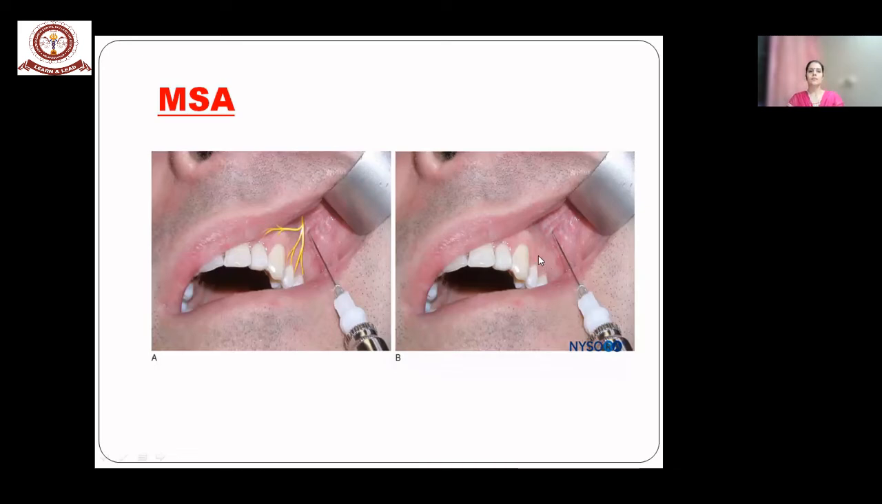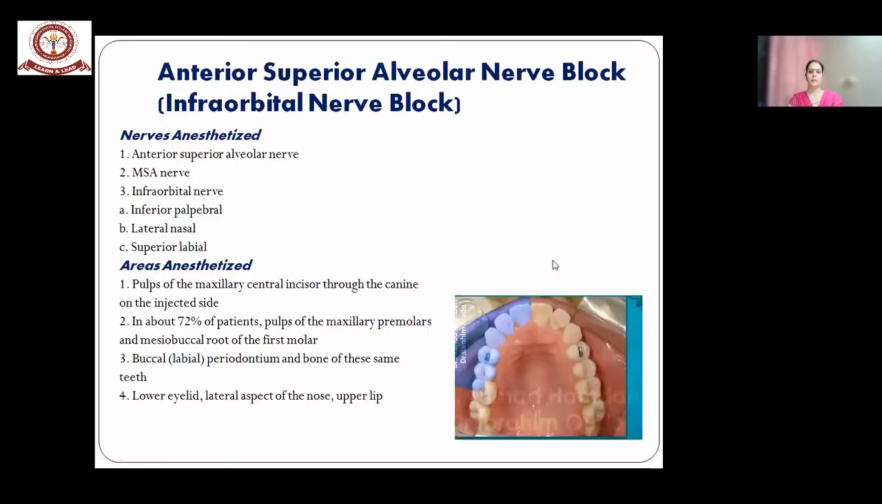So the signs and symptoms, again, the subjective symptoms: the patient will feel numbness at the injection site, and objective, usually absence of pain during the treatment.